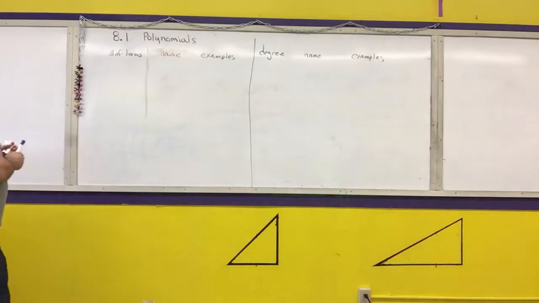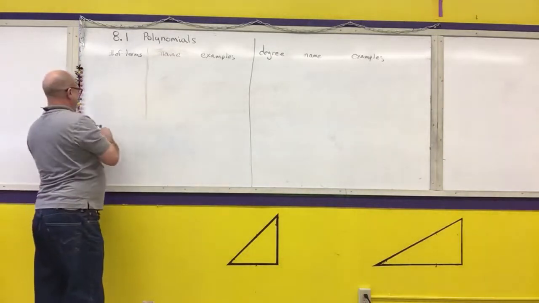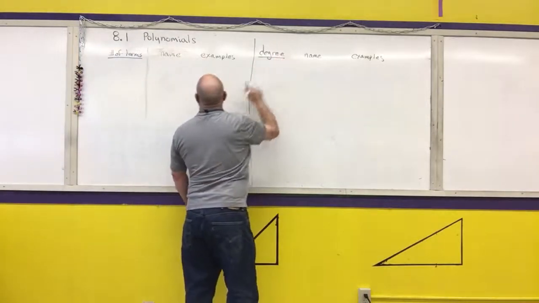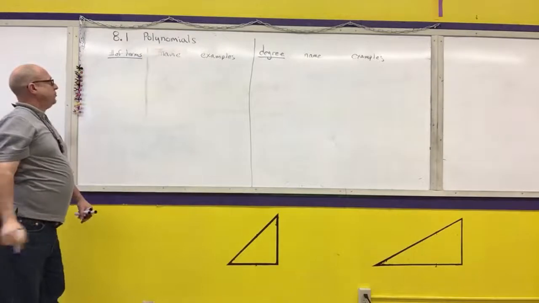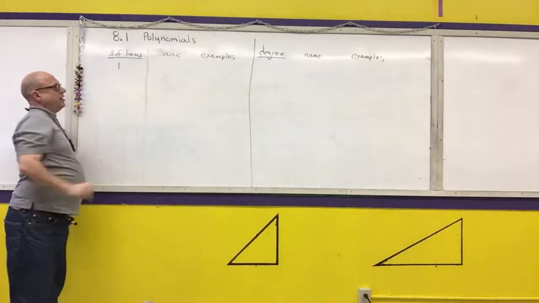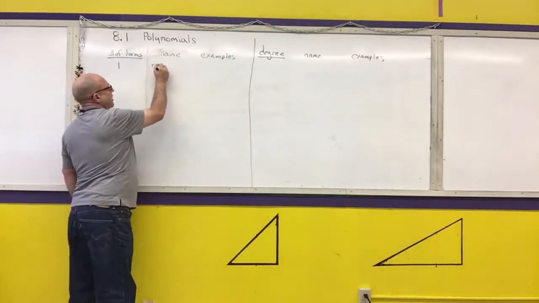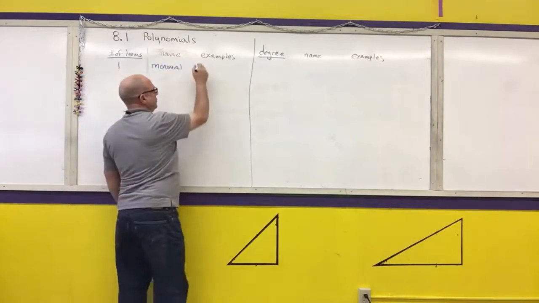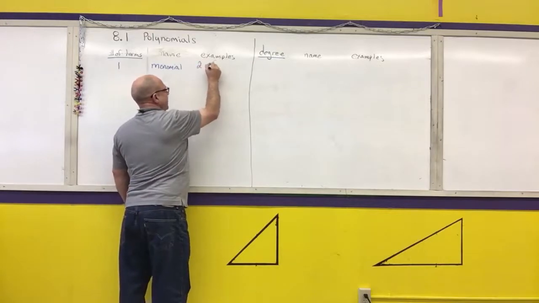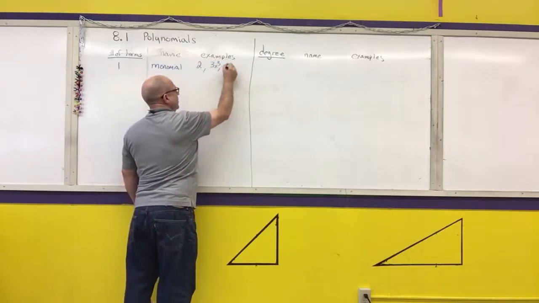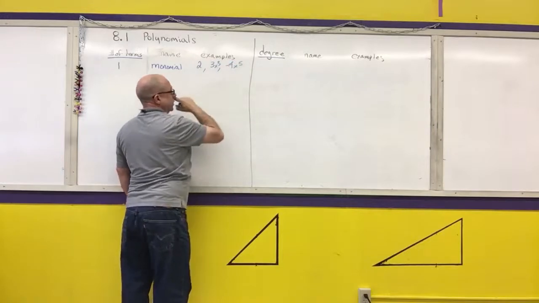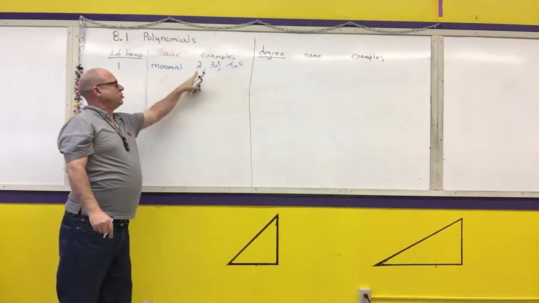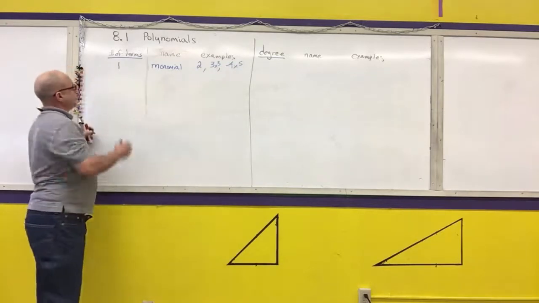So the next thing we're going to learn how to do is to classify polynomials by their number of terms and by their degree. So first, the number of terms. If a polynomial has 1 term, it is called a monomial. And things that have 1 term are like 2, 3x cubed, negative 4x to the 5th. Each of these has a single term, okay? And they're single terms, so they are called monomials.